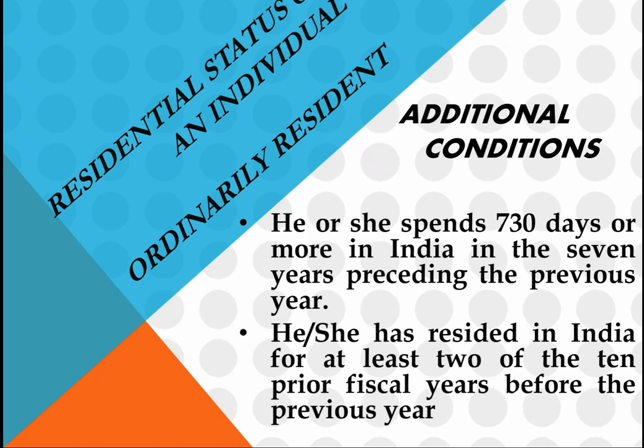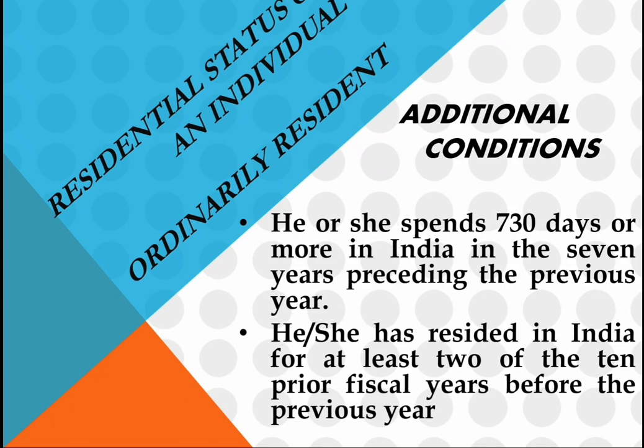Under the additional condition, the second criterion relates to the individual's residency history in India. To be considered an ordinarily resident for tax purpose, a person must have resided in India at least 2 out of 10 financial years immediately preceding the previous year. This means you should have had a residential presence in India for at least 2 out of 10 years preceding the year for which you are determining your tax residency.